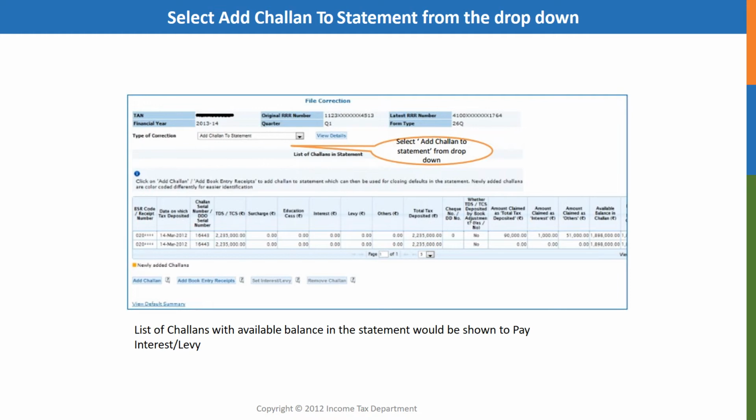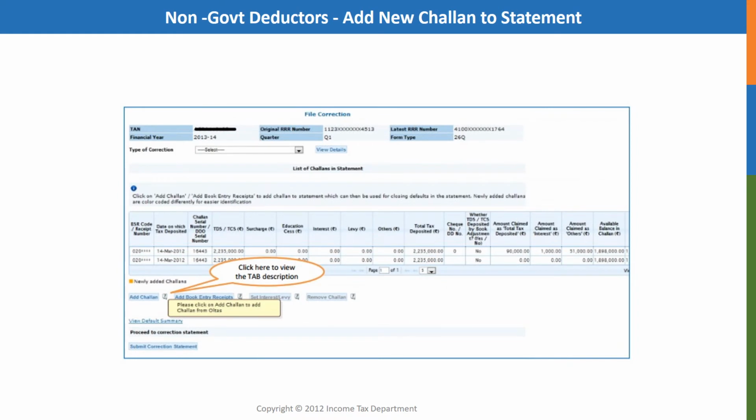And in this page, you have to click on the drop-down menu, Type of Correction, and you have to choose the option Add Challan to Statement. Details of all challans with available balance which are ready to be added to the statement will be displayed on the screen. Add Challan button can be used to add new challans to the statement from old tasks. This is mostly applicable for non-government directors, but in some cases, the government directors also have to add challans in case of payments made other than by way of book transfer.